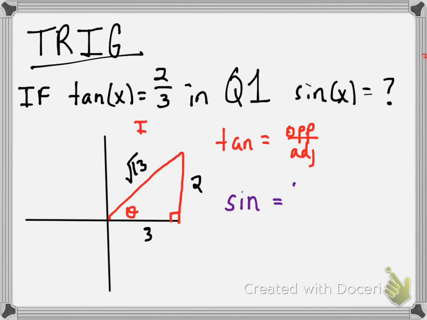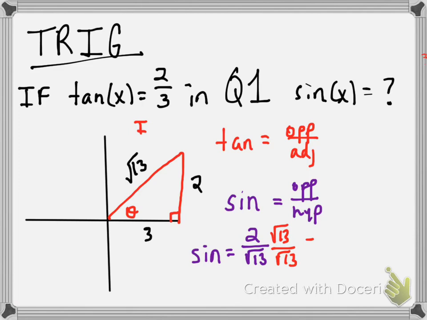Alright, so once we figured that out, we need to find sine. So sine is opposite over hypotenuse. The opposite side of our angle, if you look down there in the left corner where theta is, opposite of that is 2. The hypotenuse is the square root of 13. Make sure that you rationalize your denominator like we've done so many times before, and we get a final answer of 2 square roots of 13 over 13.